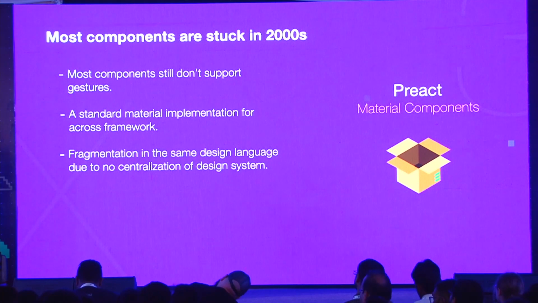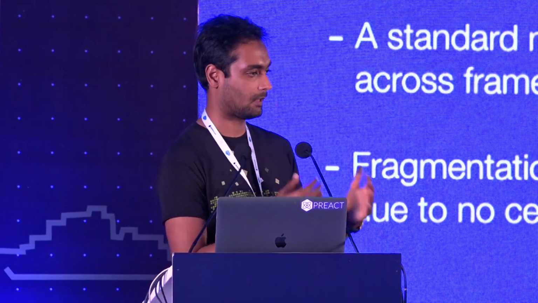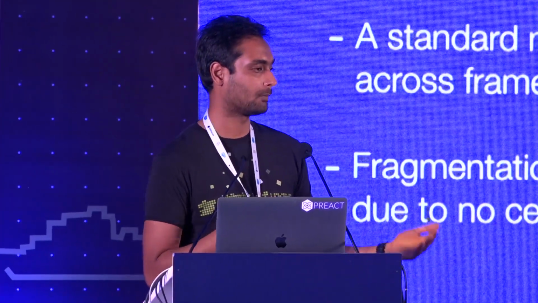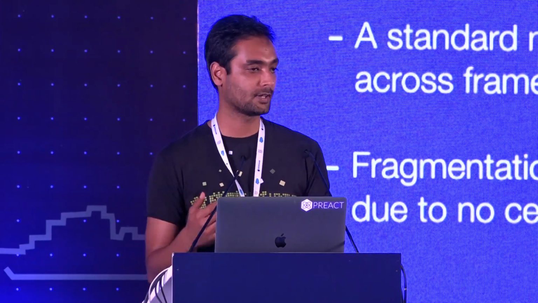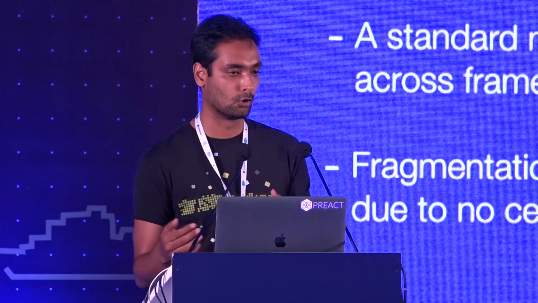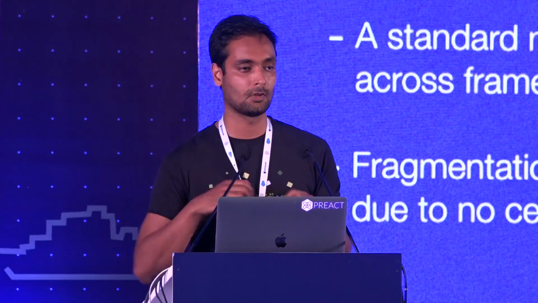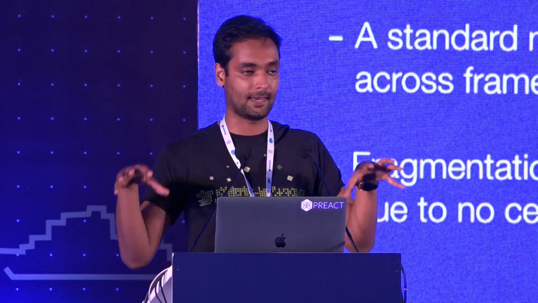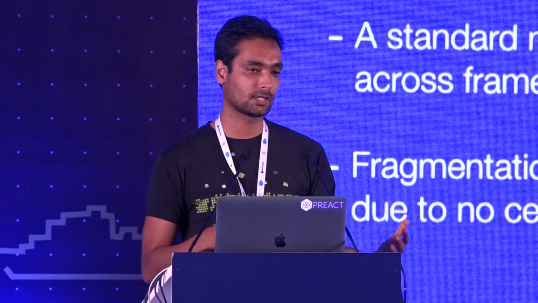Fragmentation in design system language. The material team at Google publishes a guide, what material design is, and a lot of products, a lot of design systems just read that guide and try to infer their design system on their own. So there's a fragmentation. A material button from 4 different libraries may look very, very different. So that's what we are trying to solve with Preact Material Components as we are using the same underlying library.